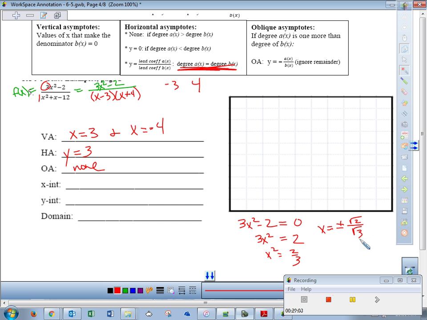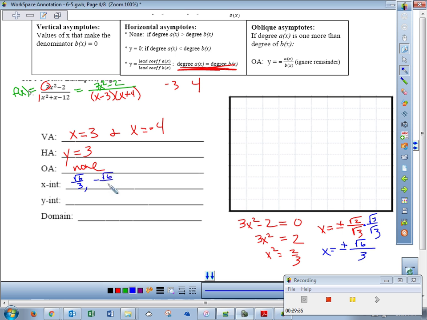You're not allowed to have a radical in the denominator. So you get rid of that radical in the denominator by multiplying by the radical 3 over radical 3. That is x equals plus or minus radical 2 times radical 3 is radical 6. Radical 3 times radical 3 is radical 9, which is 3. Cool? There's our two x intercepts. Square root of 6 over 3, negative square root of 6 over 3.